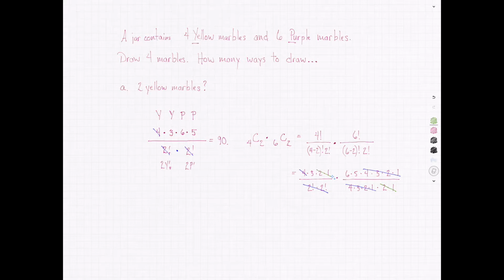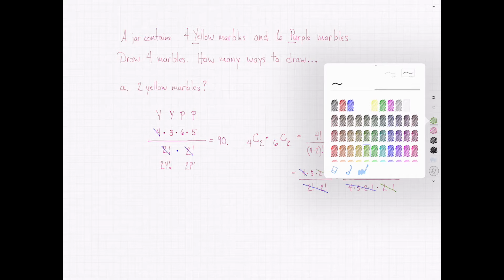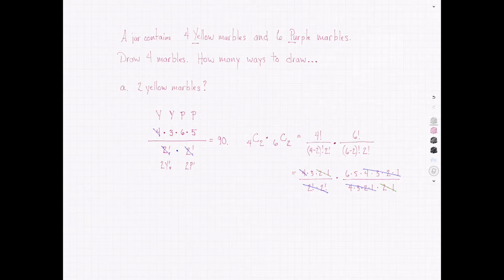And notice that I have the exact same results as I did when we started this problem. Now, let me pick a good color. Pick this gray here. Notice there's the 3, the 6, and the 5. And you multiply those together, we get the same result, and the result is 90. Now, that's how we could draw 2 yellow marbles.